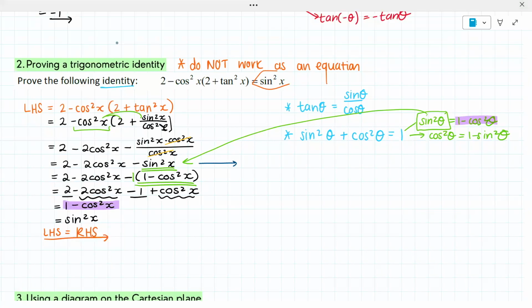from this step over here, you did not have to change the sine squared x. You could have changed the cos. But in order to do that, you wanted it to look like 1 minus cos squared x. So you would have to factorize the first two terms. So we take a 2 out as a common factor: 1 minus cos squared x minus sine squared x.